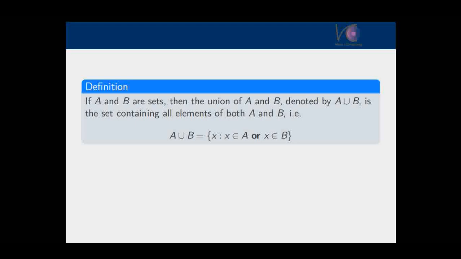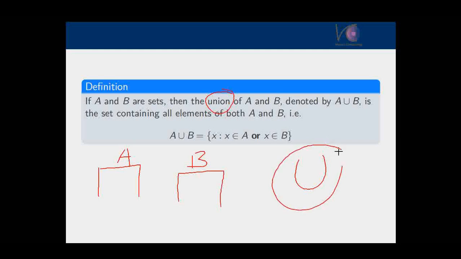And the first operation is what is known as the union. So let's look at the definition. If you have 2 sets, you have set A, you also have set B. Remember, these 2 sets contain elements. The union of sets A and B is denoted by this symbol here, which you can also call a cup.